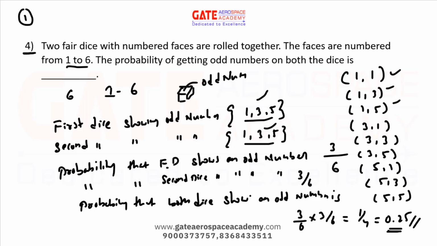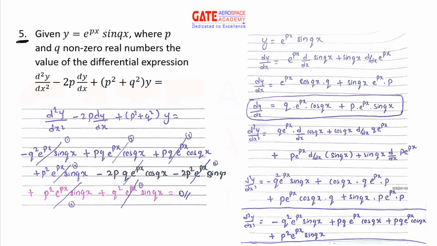Now let's see the 2 mark questions. Now let us read and understand this question. They give that y equals e power px sin qx, where p and q are non-zero real numbers. The value of the differential expression d square y by dx square minus 2p dy by dx plus p square plus q square into y. As the calculation is lengthy, I have solved here in detail.